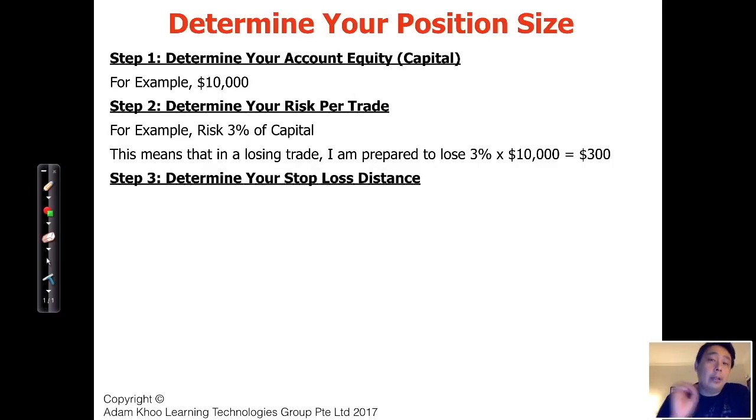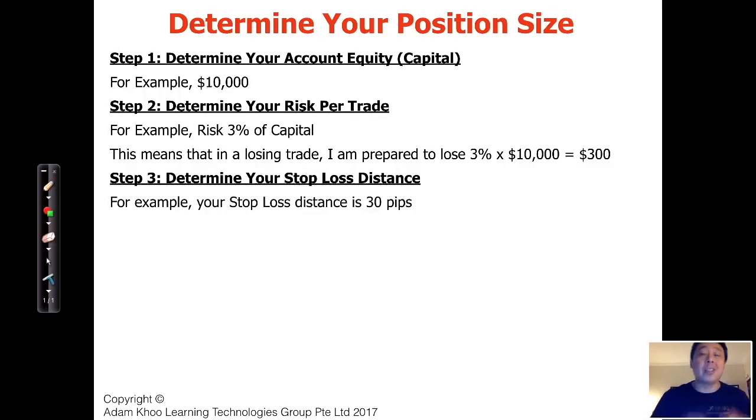Step 3, determine your stop loss distance. So again, like I mentioned, this depends on the strategy and the specific candlestick pattern that you see. So in lesson 5 and lesson 7, I'll teach you exactly where to place a stop loss for any particular trade. So in this case, let's imagine your stop loss is 30 pips away, okay?